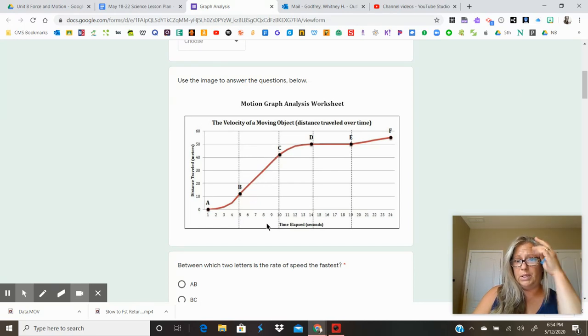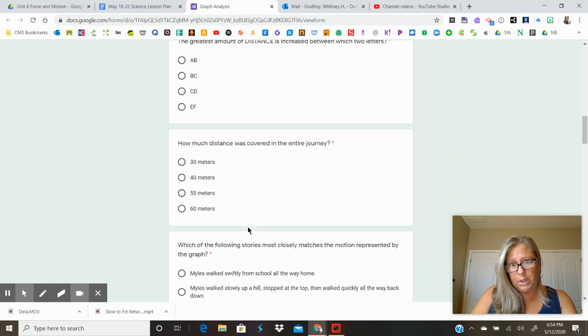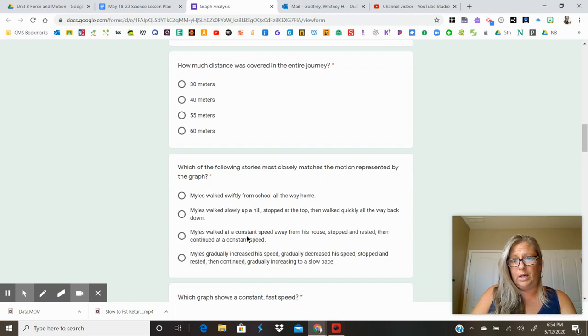This is just showing you that it's a pretty fast speed. So always, if one of the choices is something about going up a hill or something, that's never going to be right on a distance time graph.